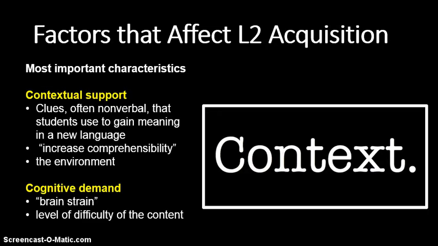There are some factors that affect second language acquisition. The most important things would be contextual support, which includes nonverbal clues, making things where they can easily comprehend them, things that are in the environment that are going to help them. And also another very important factor is cognitive demand, the amount of brain strain, the level of difficulty that is in the content that you're trying to teach.